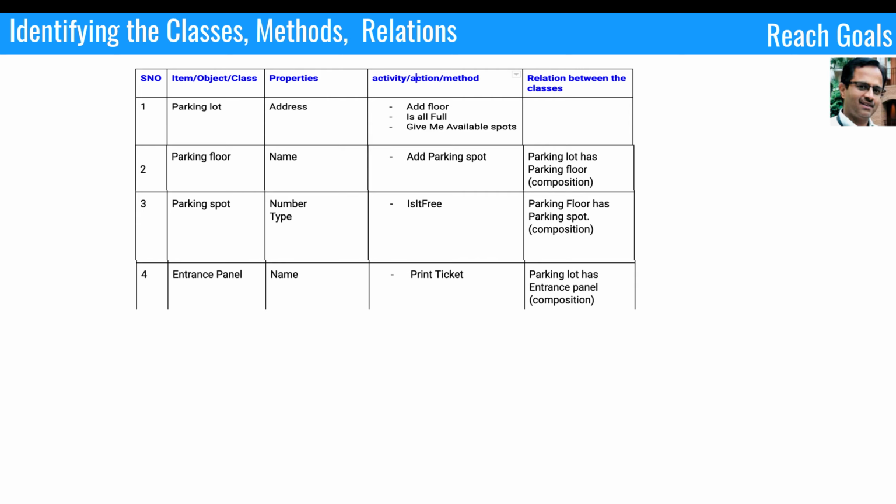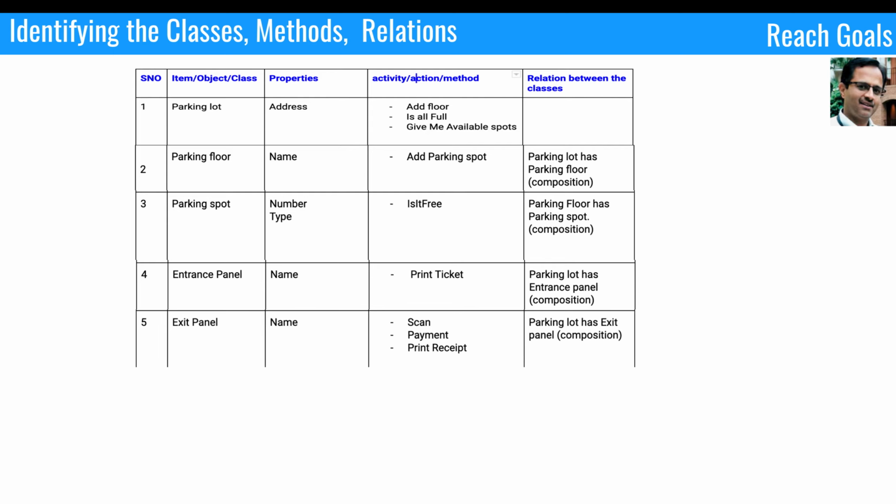Then there is another object called entrance panel, which has a property as a name and it has an action like print ticket, and the relation is parking lot has entrance panel or not, correct? You have an exit panel, then there is a property for it which is a name. Some of the activities you can do inside the exit panel are scan, you can pay your tickets and you can print your receipts. The relation which you can establish is parking lot has an exit panel or not.